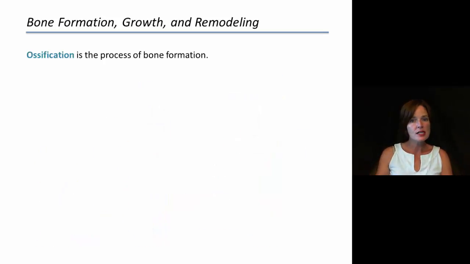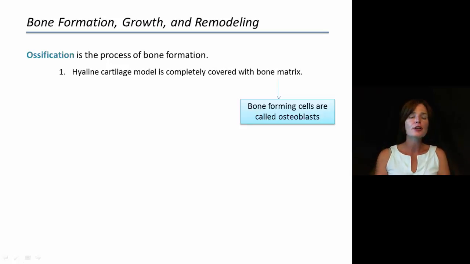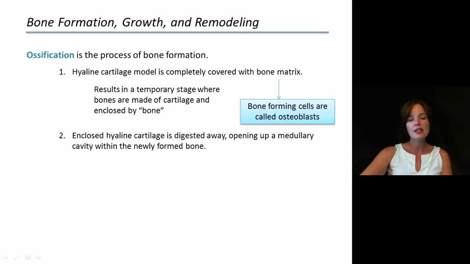If we look at the process of bone formation, this process is called ossification. Ossification starts with a hyaline cartilage model, and that model is completely covered with bone matrix. The bone matrix cells are called osteoblasts. So osteoblasts are bone-forming cells, and what's going to happen is that we have a temporary stage where the bones are made of cartilage, and that is enclosed by bone. And then over time, the enclosed cartilage is digested away. This is going to open up a medullary cavity within that newly formed bone.